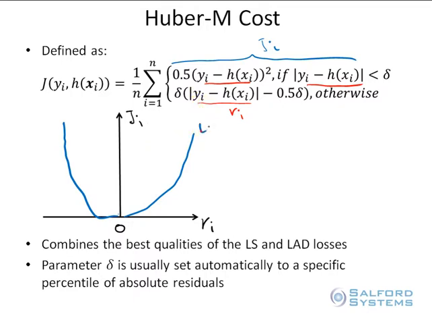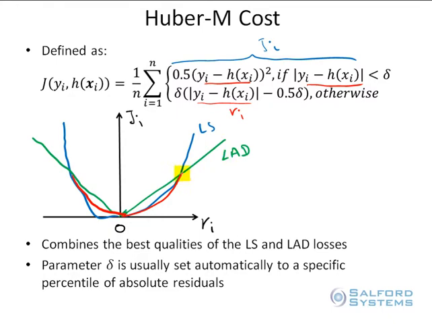So that's the least squares loss. When you have LAD loss, it essentially goes as a 45-degree line. So that's the LAD loss. It has this pointed tip, but otherwise it nicely proceeds in a linear fashion. So what Huber-M cost is trying to achieve here is it essentially uses least squares loss on small residuals. So here it roughly approximates least squares loss.